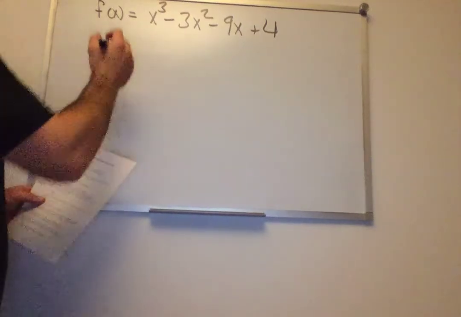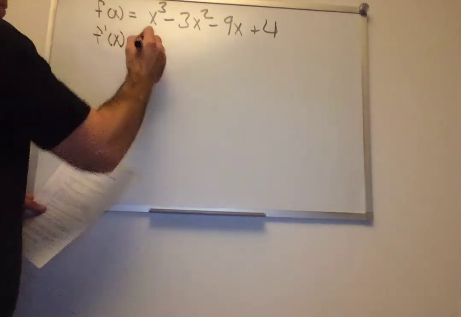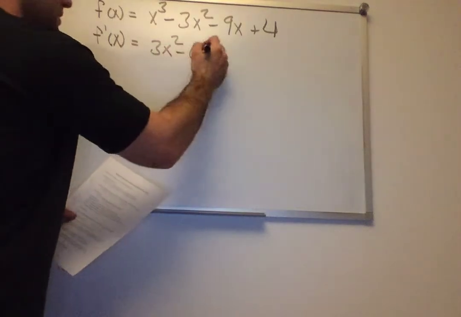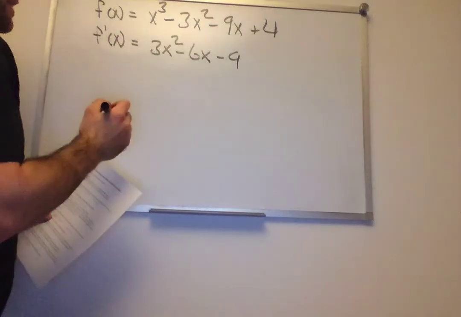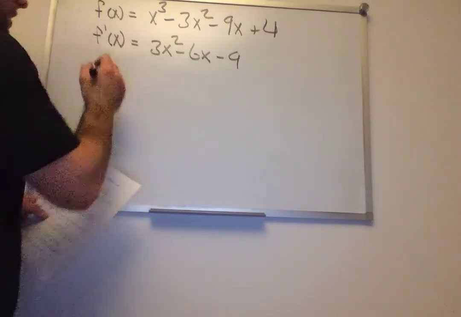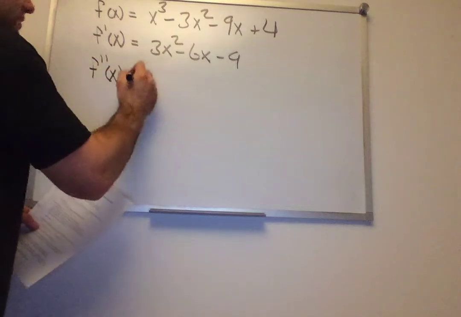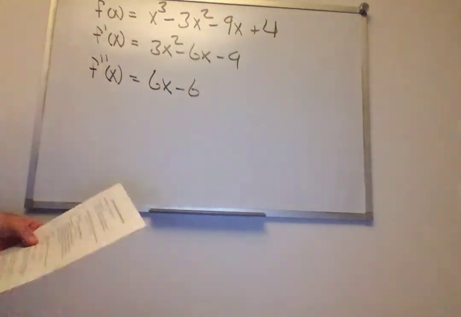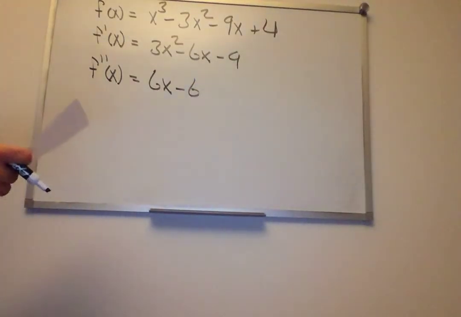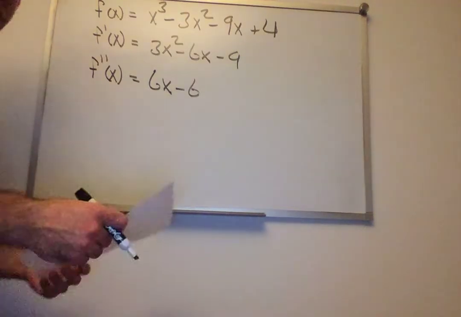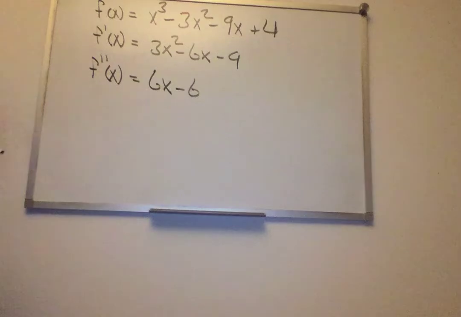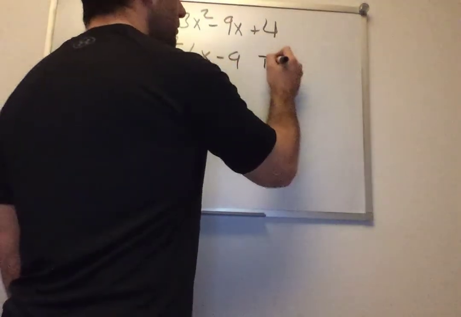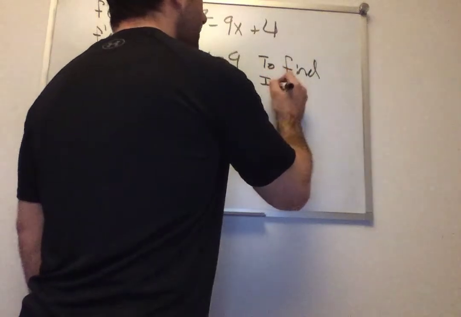So what we have to do is first find the derivative, which is 3x squared minus 6x minus 9. Not only that, we need to find the second derivative. f double prime of x is equal to 6x minus 6. Now let's go ahead and find the inflection point.